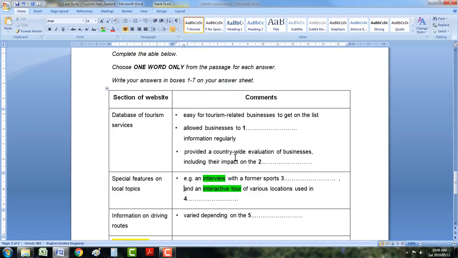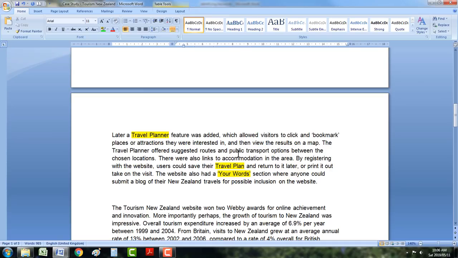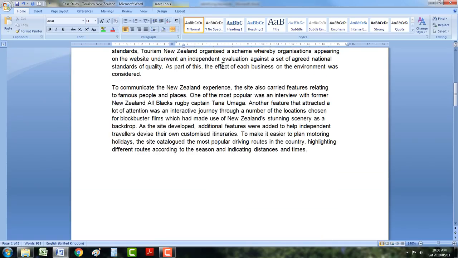Anything here? Not really. So this stuff is going to be on your later scans. Let's just try and scan backwards and go and find these. So we're over here with those last two. Now you want to find interview and interactive tour. And there it is over there. And there was interactive journey, which is close enough.